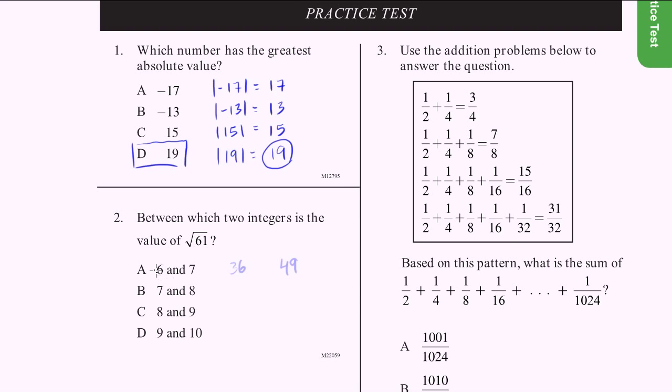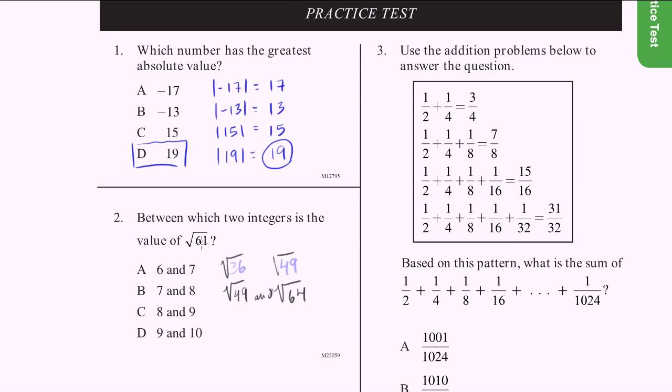Or actually, let me write it this way. I could rewrite 6 and 7 as the square root of 36 and the square root of 49. I can rewrite 7 and 8 as the square root of 49 and the square root of 64, right? 7 squared is 49, so the square root of 49 is 7. 8 squared is 64, so the square root of 64 is going to be 8. So I just rewrote 7 and 8 as the square root of 49 and the square root of 64.